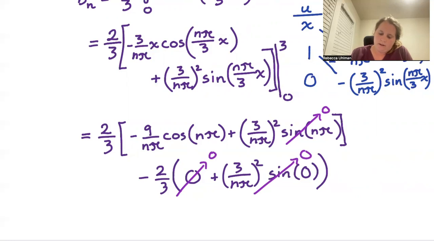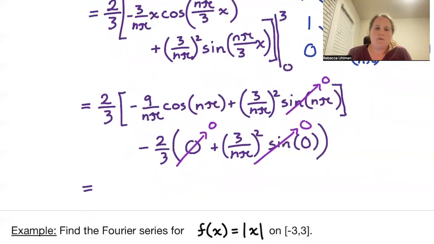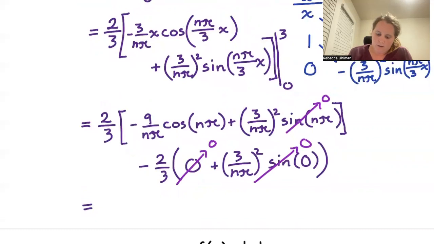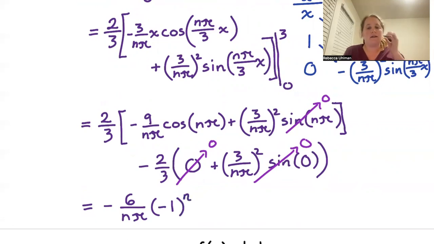So we are looking at 2/3 times negative 9 over n pi times cosine of n pi. This becomes a negative 6 over n pi times negative 1 raised to the nth. Again, cosine of n pi is just negative 1 to the n when n is an integer. Or in other words, we have our b sub n's are 6 over n pi times negative 1 to the n plus 1.